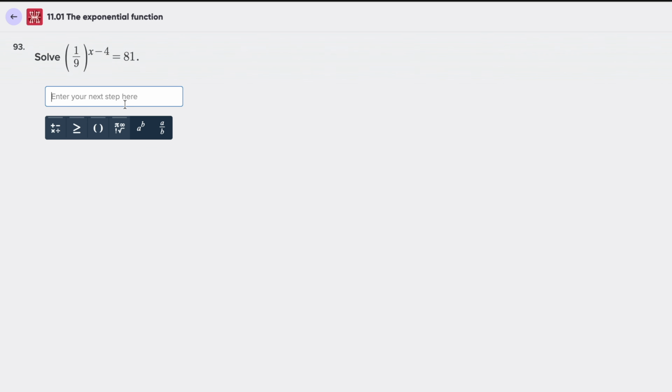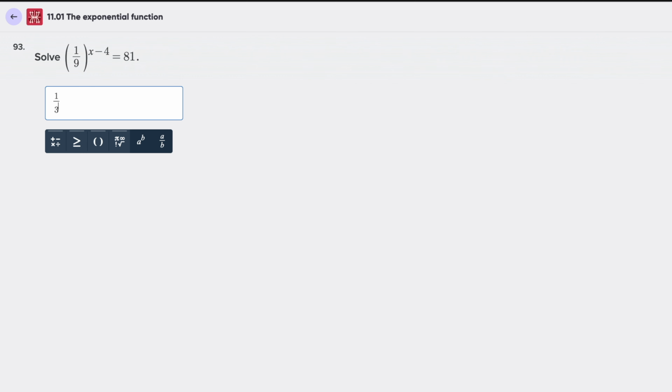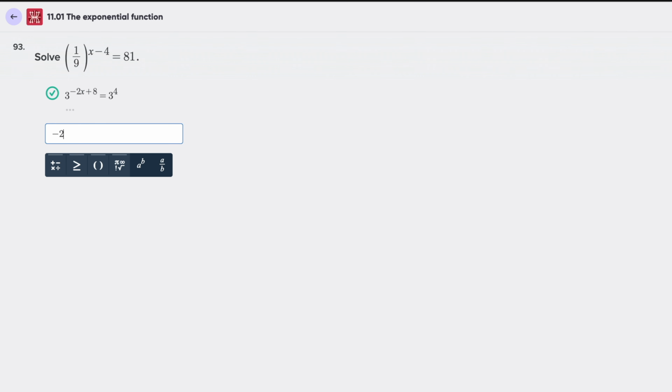One over 9 to the power of x minus 4 equals 81. Okay, so we'll start with 1 over 9. 9 can be rewritten as 3 squared. Now 1 over 3 squared is the same as 3 to the power of negative 2. Negative 2 times x minus 4 is negative 2x plus 8. And that equals 81, which is the same as 3 to the power of 4. Negative 2x plus 8 is equal to 4.